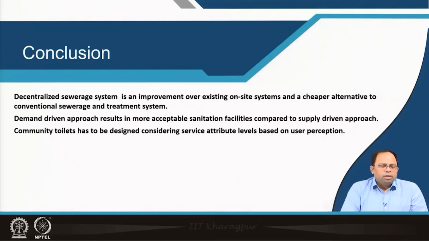So, to conclude, a decentralized sewerage system is an improvement over existing on-site systems and a cheaper alternative to conventional sewerage and treatment systems. A demand-driven approach results in more acceptable sanitation facilities compared to a supply-driven approach. And community toilets have to be designed considering service attribute levels based on user perception. That means whatever gives users satisfaction should be the basis of design of community toilets.